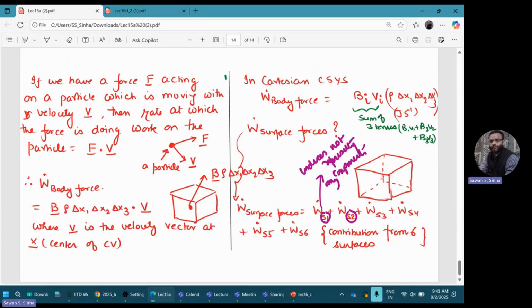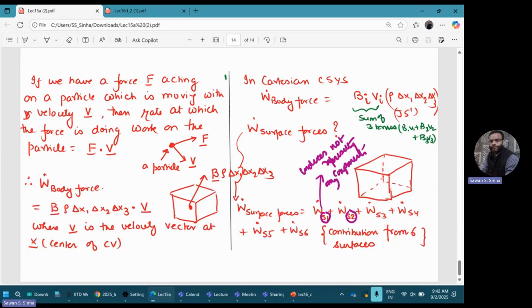But now talking about this chunk of mass that is residing inside the control volume, and if I want to get expression for W dot body force, my proposal is that this is the expression. ये V तो यहाँ आ गया. V कौन सा V है? V is at the centroid of the control volume.